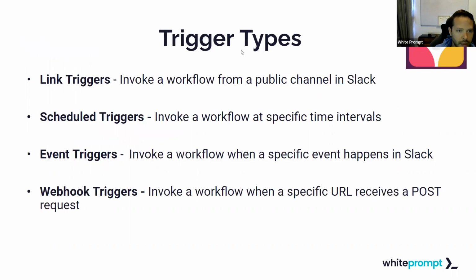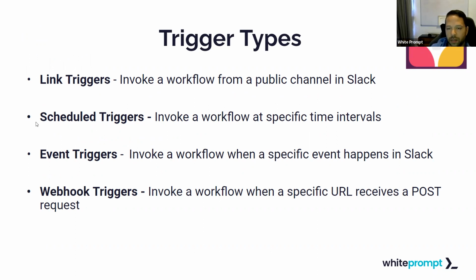So these are the types of triggers. You have link triggers, you have scheduled triggers, you have event triggers, and you have webhooks. Link triggers are triggers that, once you deploy, you put them in a Slack channel as a link, and it triggers your workflow.